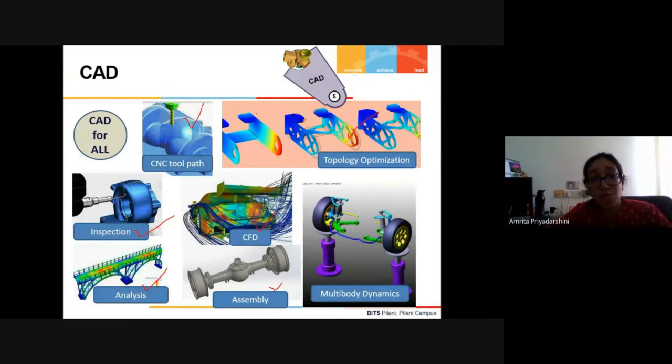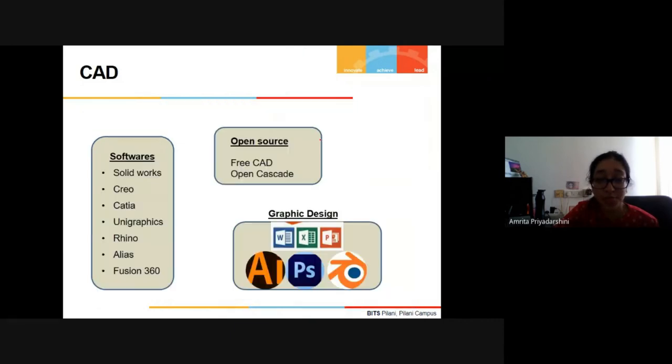So you have a starting model like this, and then you want to go for different topology optimization. Once this topology optimization is done, you do the analysis, and once your design is final, you can take that and 3D print it. So that is how you can see all these things are connected. And the first thing which is required for most of the things is CAD. That is how CAD is very, very important.